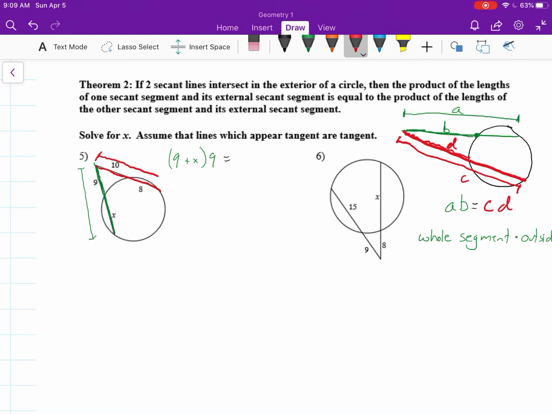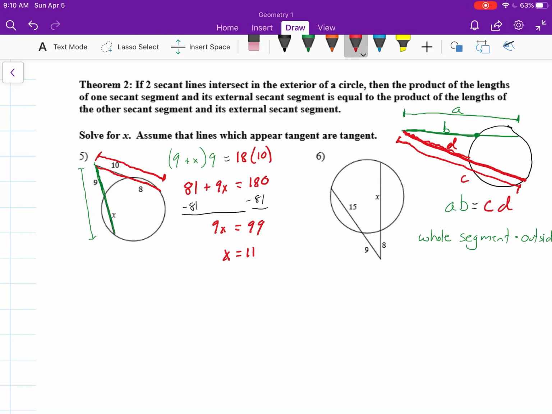So again, we want to find this whole thing. So we have a 10 and an 8, so the whole thing's 18, times the outside part of 10. And now we can solve this. We want to distribute this 9, so we have 81 plus 9x equals 180. Subtract 81 from both sides, and we get 9x equals 99. So dividing by 9, x has to equal 11.